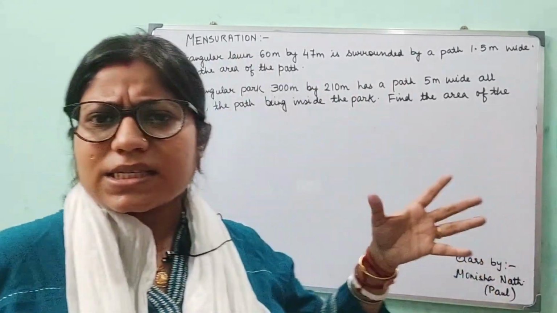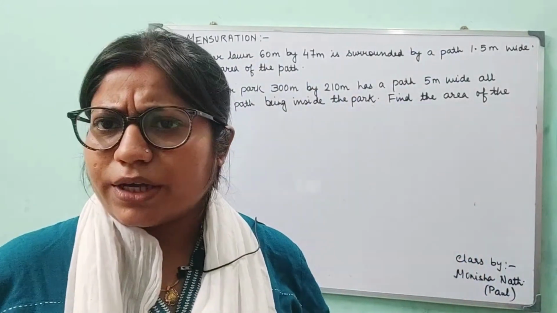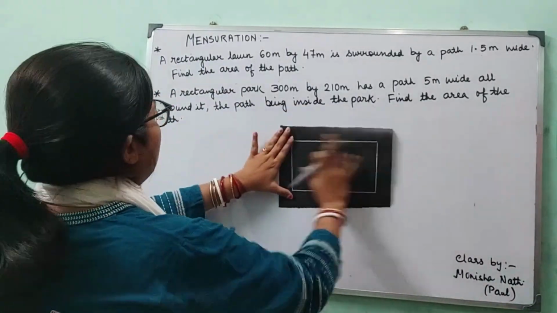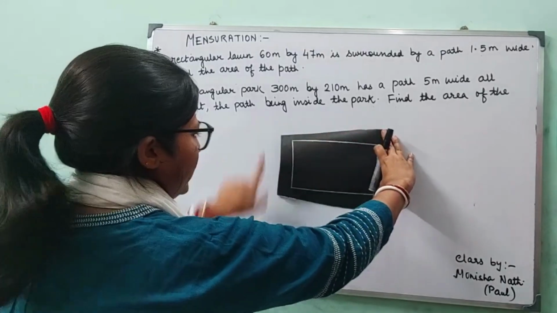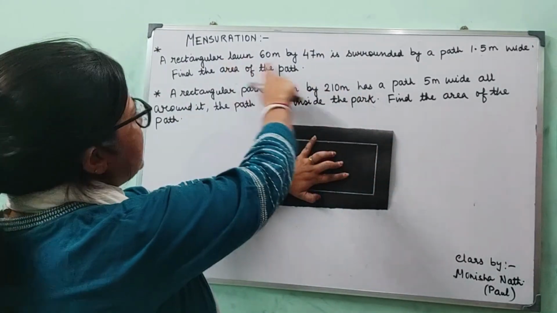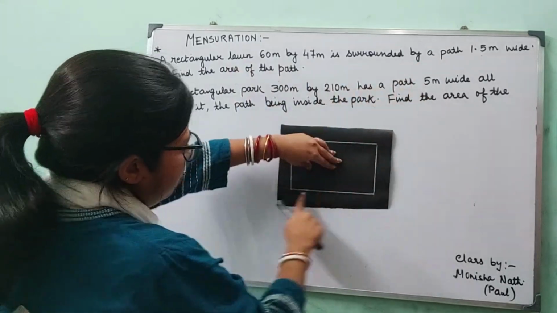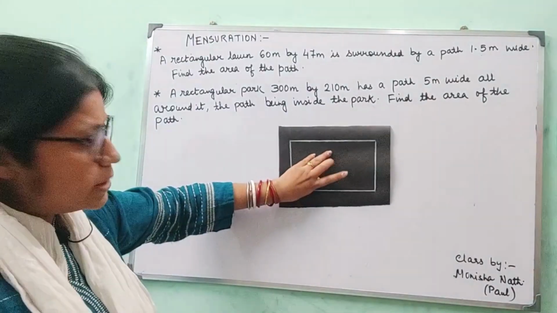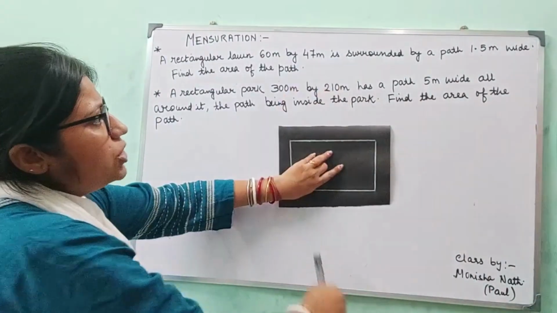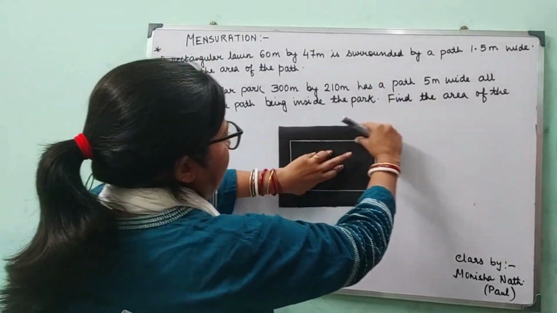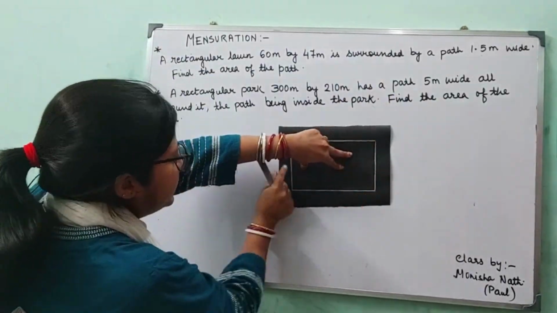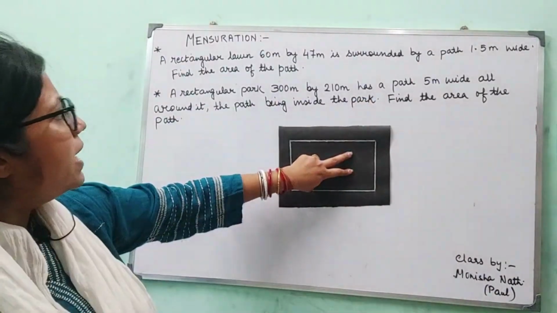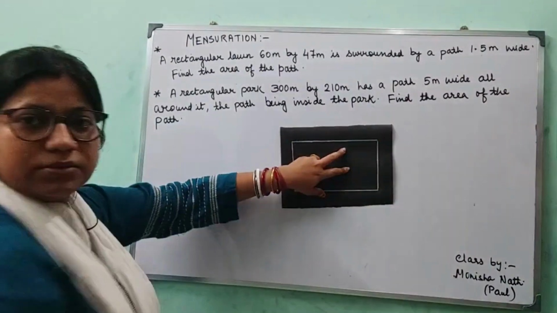Okay, so I'll discuss this basically using some teaching aids today. We'll see hands-on. So suppose you imagine this is the rectangular lawn, and it is surrounded by a path. This white marked area I have taken to be my rectangular lawn. And a path which is 1.5 meter wide, say this is the path which is 1.5 meter wide and it is running outside the lawn. We have to find the area of this path.